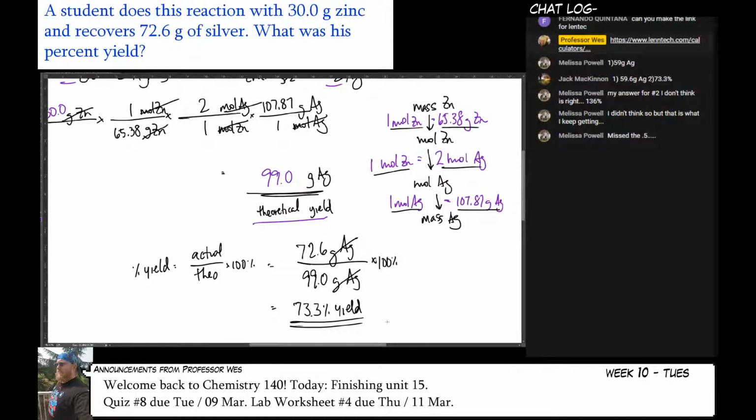So those are some example problems invoking percent yield. Did you find your mistake? It sounds like you did. That's good.